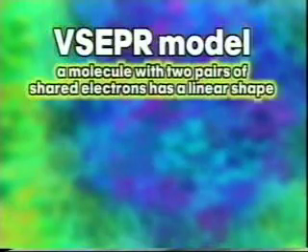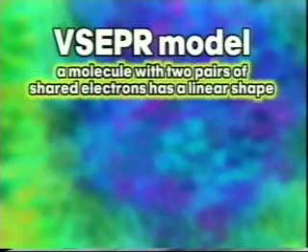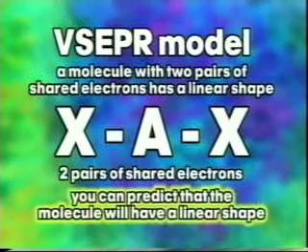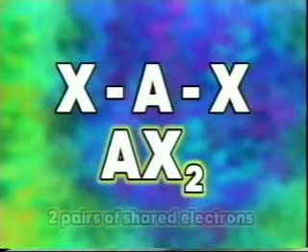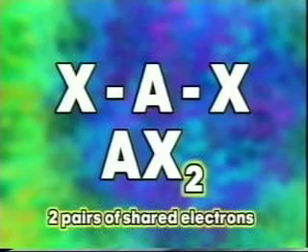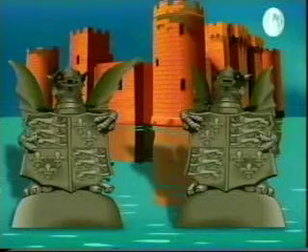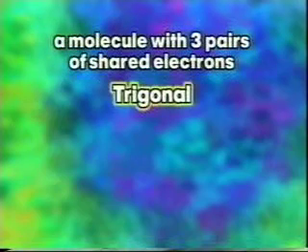The VSEPR model says that a molecule with two pairs of shared electrons has a linear shape. Using the VSEPR theory, if you know that a molecule has two pairs of shared electrons, you can predict that the molecule will have a linear shape. This linear-shaped molecule is represented by the notation AX sub 2. The sub 2 tells you that there are two pairs of shared electrons. AX sub 2. Linear! A molecule with 3 pairs of shared electrons is called trigonal.